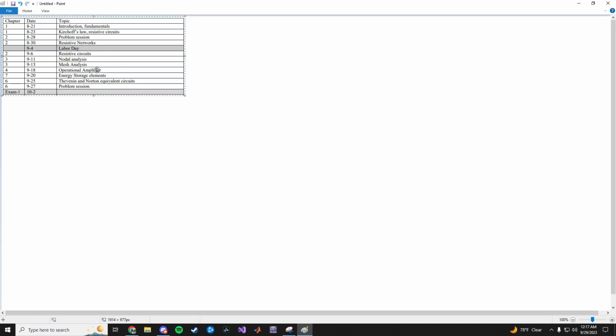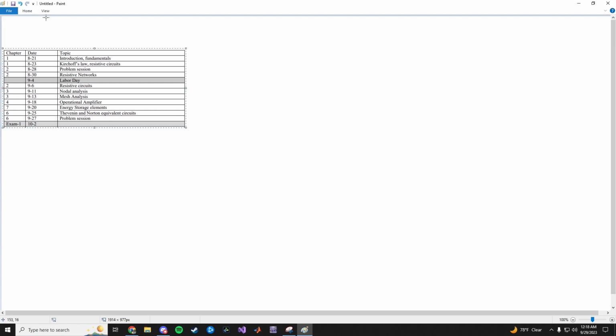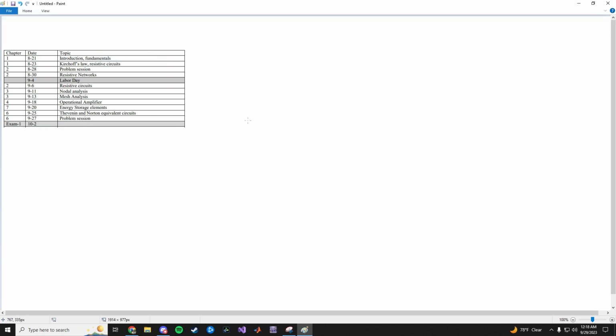Resistor networks. So the first topic is Introduction to Fundamentals. That's probably just Ohm's law, so that's review. Then we got Kirchhoff's laws, that's also review, and then resistor circuits. Okay, so I'll go ahead and start from there. That's also review, but it's a little different in ENA.